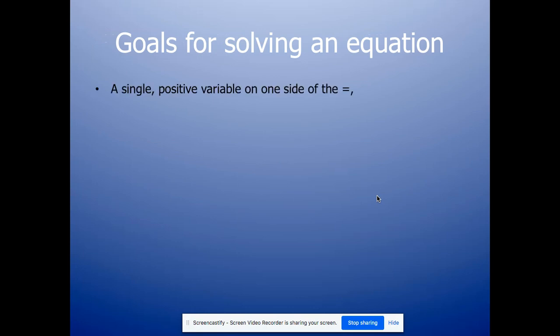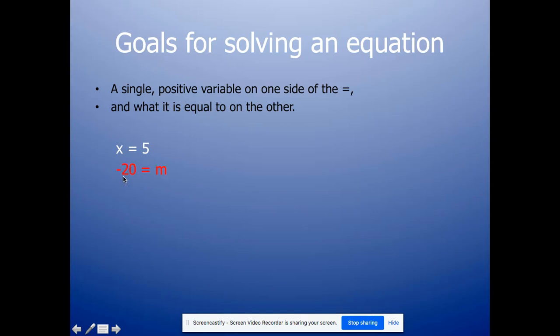Okay, so when we are solving an equation, there's a goal. The goal is you want a single positive variable on one side of the equal sign and what it is equal to on the other side. I'll give you a couple of examples because those words might be a little bit confusing. You want your answer to look like this, where you have a variable that has a coefficient of 1 and it's positive, is equal to a number. So the equal sign always has to be in the middle between those two.